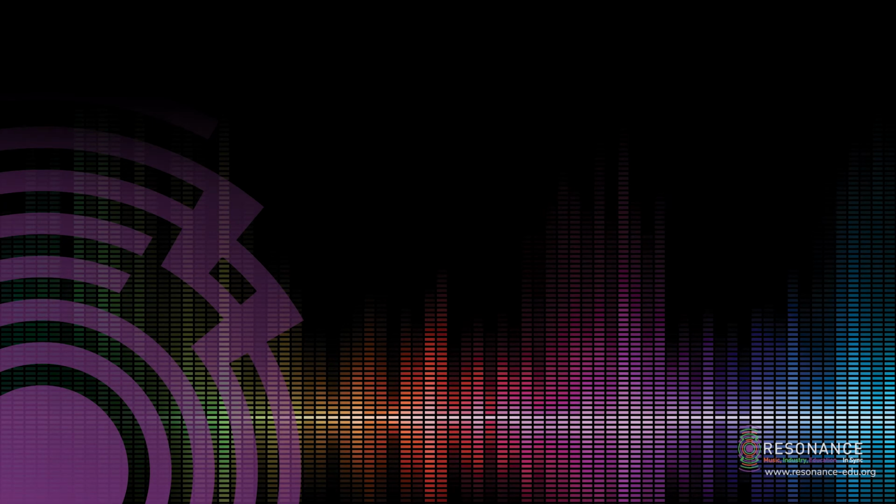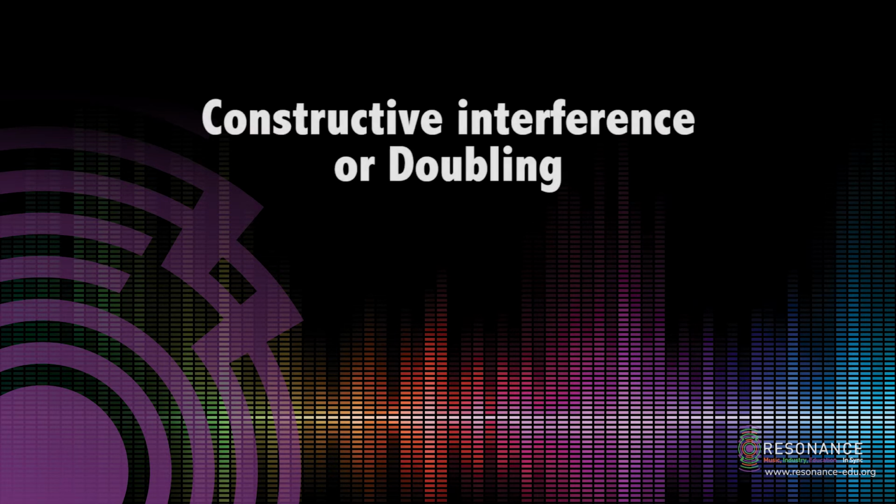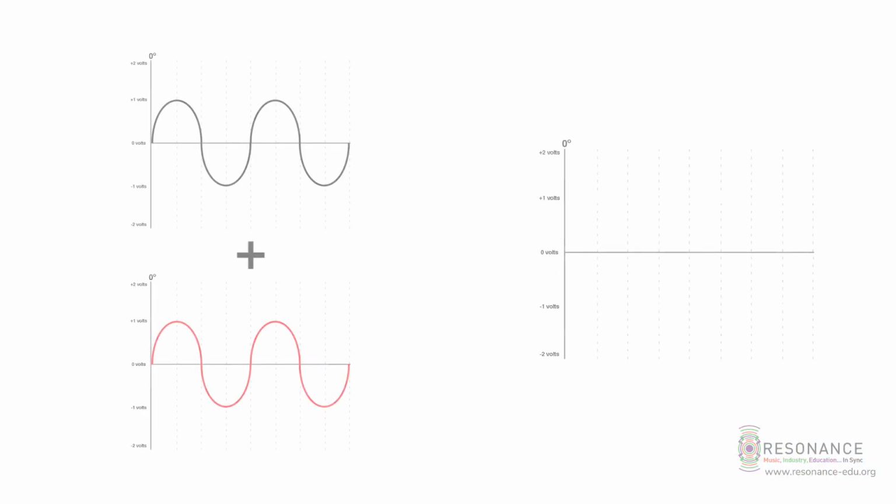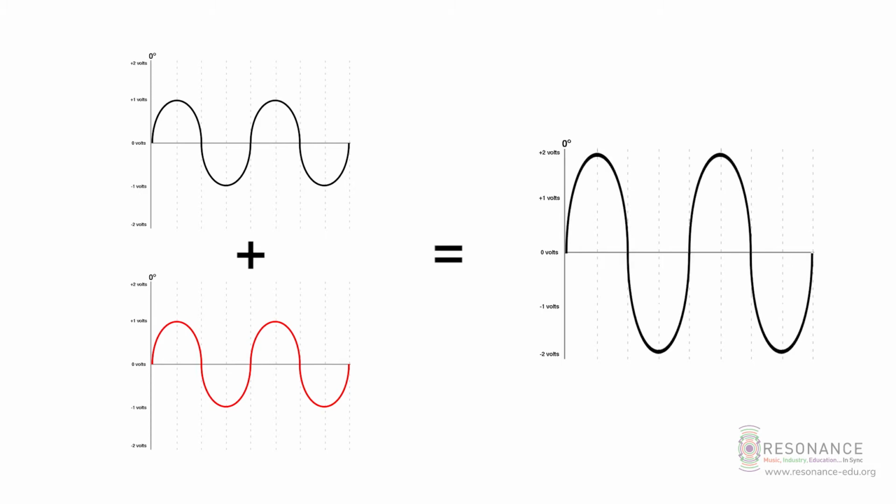There are two kinds of phase shifting: constructive interference, otherwise known as doubling, and destructive interference, otherwise known as cancelling. If you add two identical waveforms at 0 degrees phase, perfectly in time, then you will get a doubling of amplitude, just as if you had added the amplitudes together mathematically, which is shown in this diagram.